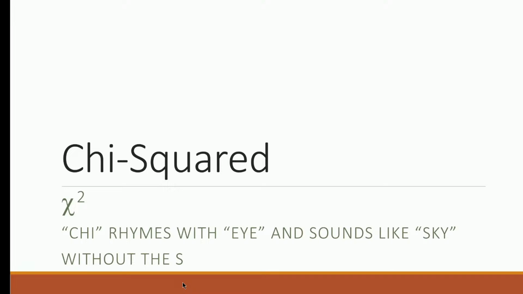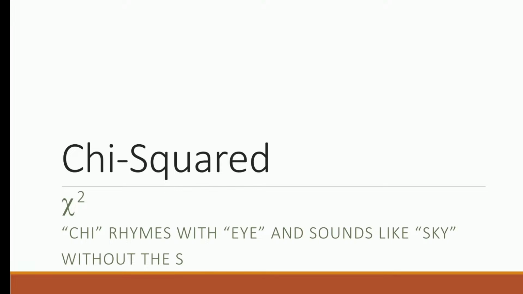There it is, chi-squared. Okay, so I have this here. I want to point out that I know when you're looking at this, you want to say chi, right? You want to say chi or chai, or I don't know what you're going to say, but this is chi. It's a Greek letter, chi. You can say whatever you want, but it's chi. It rhymes with I, and it's like sky without the S. So just think that, chi.